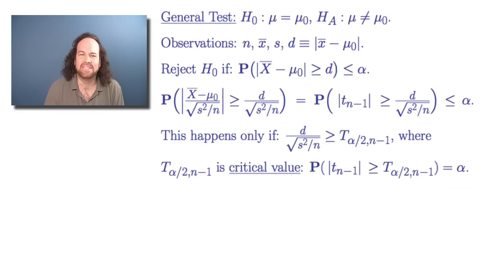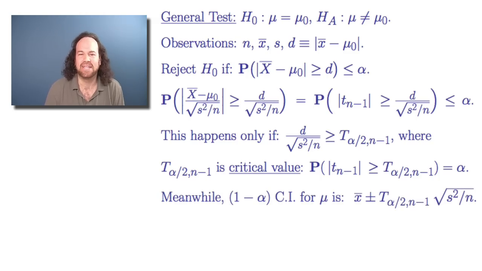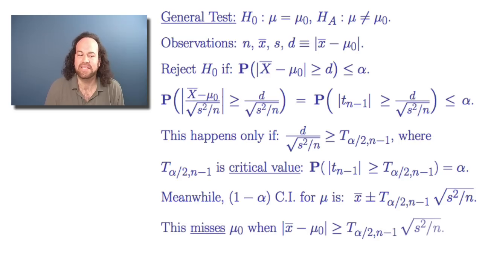But on the other hand, if we consider confidence intervals, well, a 1 minus alpha confidence interval, so if alpha is 0.05, that's a 95% confidence interval. Well, for mu, it's our observed x bar plus or minus what? Well, that critical value, like 1.96 or whatever, times the square root of s squared over n. That's our formula that we had before. So when will that miss mu0, our hypothesized null value? Well, it will miss it if the observed difference, x bar minus mu naught, is bigger than or equal to this critical value times this square root of s squared over n.